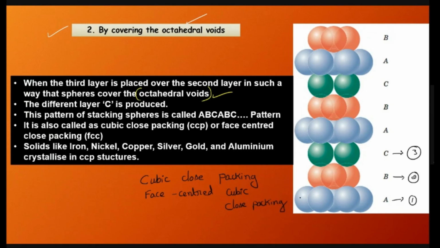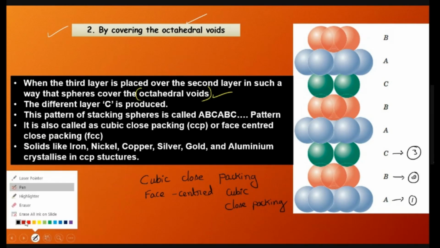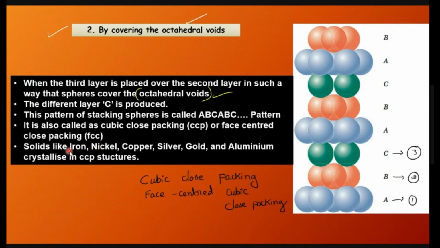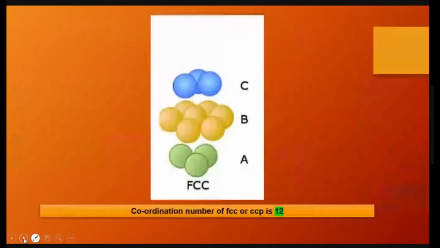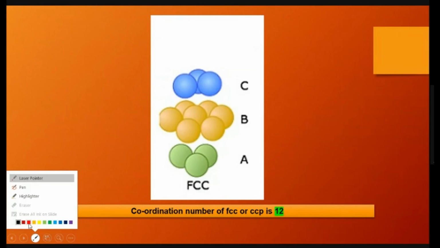Right. So the examples of solids which undergo cubic close packing, or CCP: iron, nickel, copper, silver, gold and aluminium will undergo this kind of crystallization. Right. So now we'll understand the coordination number over here. The coordination number is very, very important.